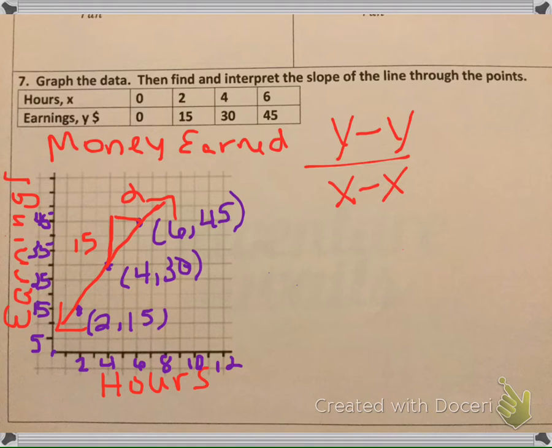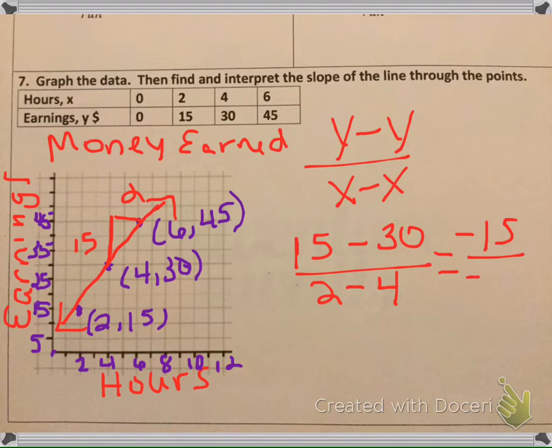Let's just make sure that's mathematically correct. If I did my y, I have 15 minus 30. I should have done that the opposite way so I didn't have to deal with negatives, but that's okay. And then over 2 minus 4. 15 minus 30 is a negative 15, 2 minus 4 is a negative 2. When I simplify that, I get 15 over 2. Okay, and that would be my slope. That's simplified, positive 15 over 2.